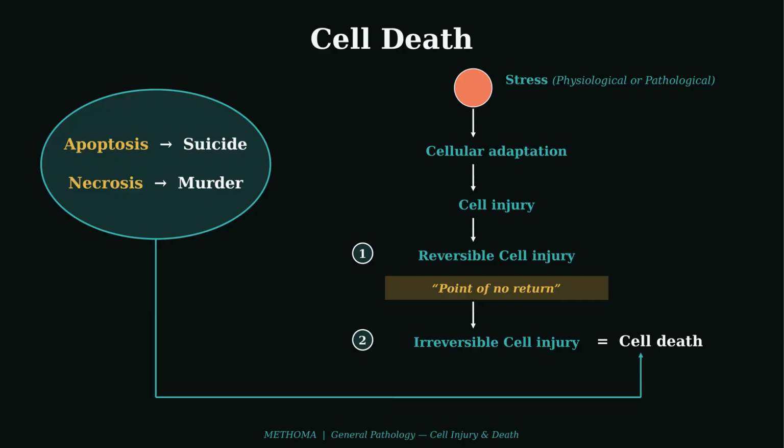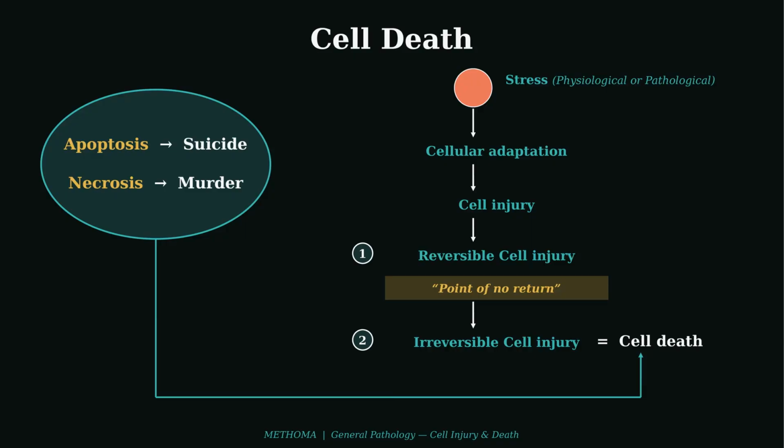So, for us to understand the concept of necrosis, it is very important for us to look at the bigger picture. What is the cause of this necrosis? How did this necrosis come about? We know that if a cell is being subjected to a stress, and the stress can either be physiological or pathological, the cell is going to undergo cell adaptation. And if the stress continues to persist, the cell will now be injured. And the injury can either be reversible or irreversible.